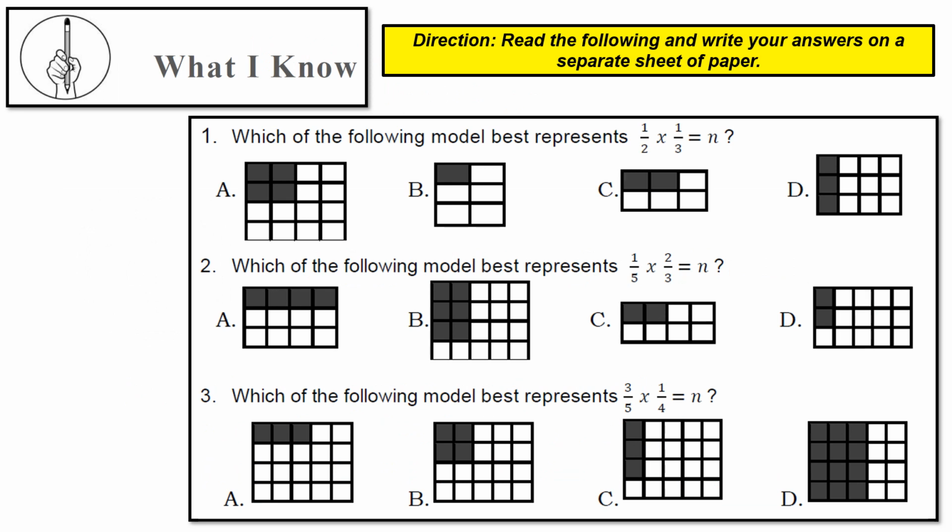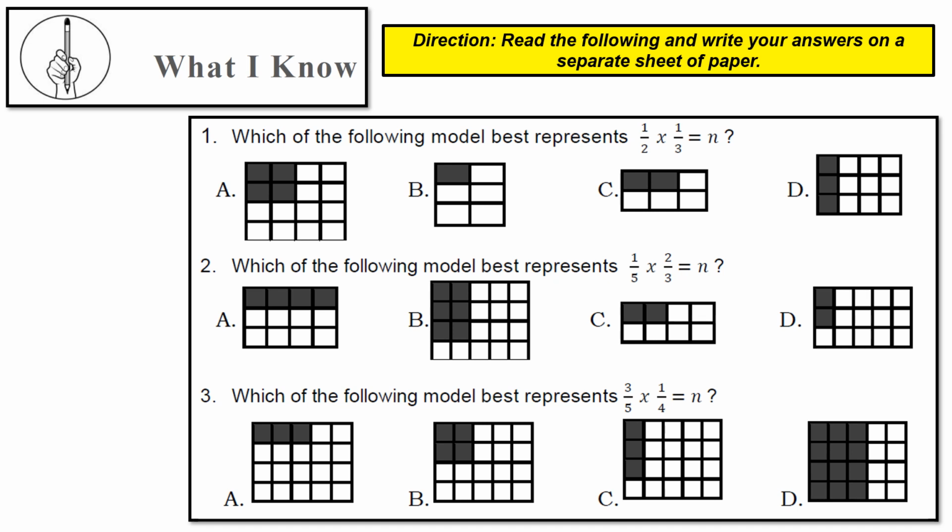Pero bago natin simulan ang ating talakayan, meron muna kayong dapat sagutan. Direction: read the following and write your answers on a separate sheet of paper. Number 1, which of the following models best represents 1/2 times 1/3 equals n? So, meron pong 4 na choices. Number 2, which of the following models best represents 1/5 times 2/3 equals n? Again, meron ding 4 na choices.